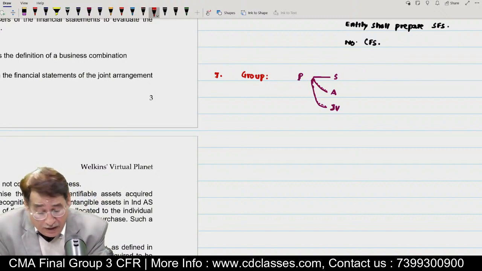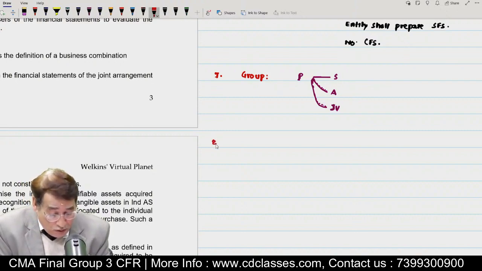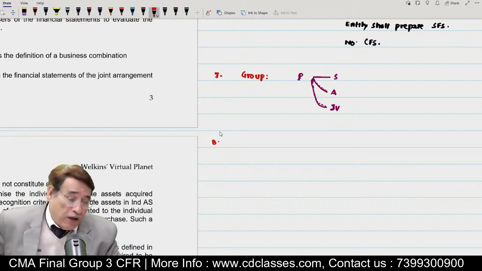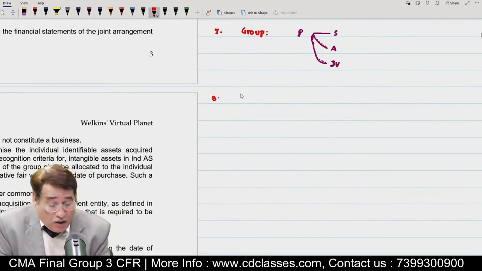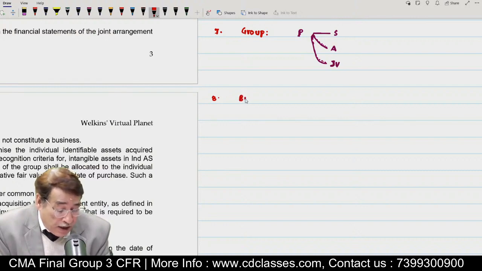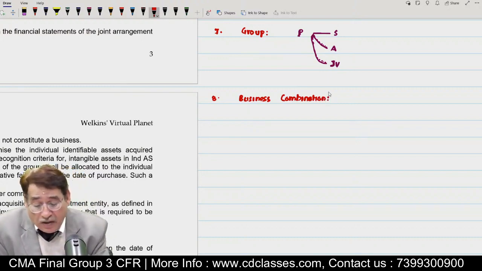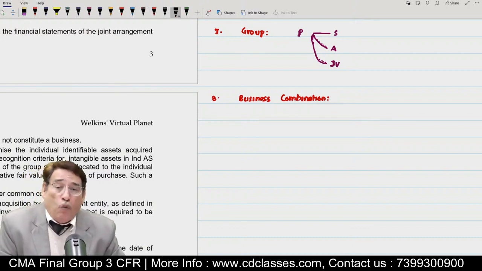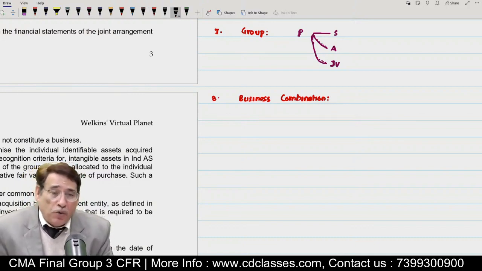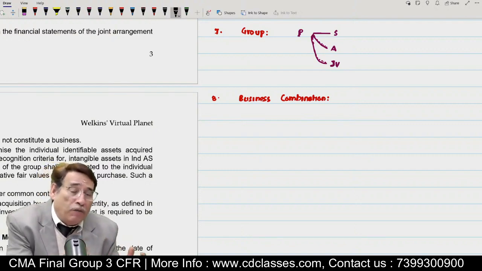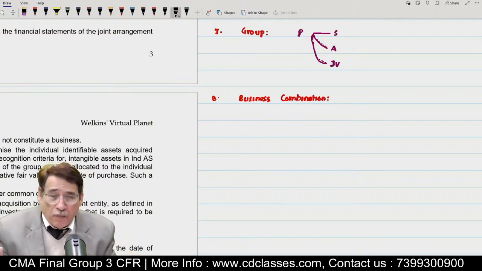Now, under the next point, after taking care of these significant points, we are moving a bit further. Of course, we are doing Ind AS 103, and under Ind AS 103, we have to learn about business combination. What do we mean by business combination? First of all, you need to understand it. In simple words, business combination means when an entity acquires control over the business of the other entity, then it is known as business combination, correct?